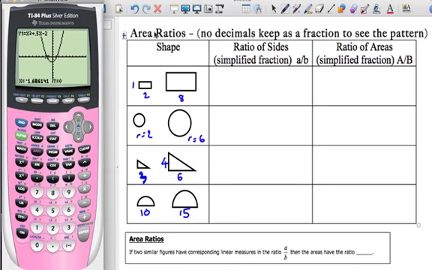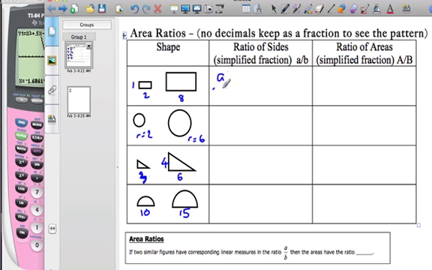We're going to have a look now at some similarity and the effect that it has on the areas of the shapes. Okay, so first of all, we're going to look at the ratio of the sides. So shape A to shape B. So the area of shape A, the sides on shape A, let's just look at the ones we know. We've got 2 on the smaller shape and 8 on the bigger shape. So the ratio of the sides is 1 to 4.